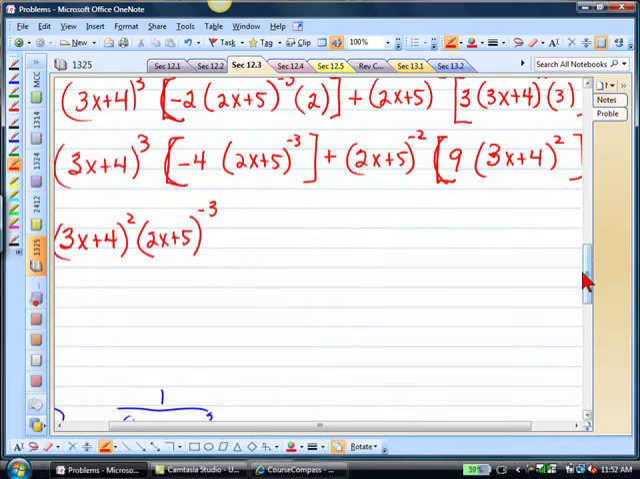Okay, and what's left, let's see. What do we get? When we take this out, that's gone. We still have -4. We take 2 of these out, so what are we left with? 4 times 3x plus 4. Does everybody see that? We took out a 3x plus 4 to the second, and so that left one of those. And we took out 2x plus 5 to the -3, so that's gone. And then we have that's a negative.